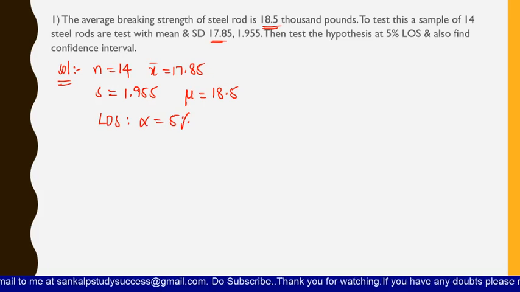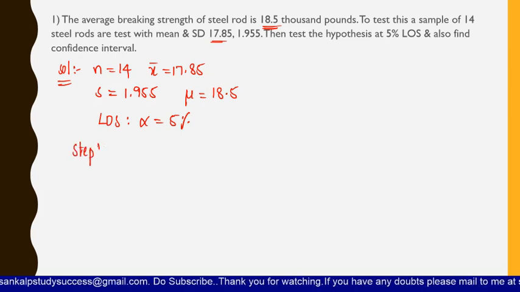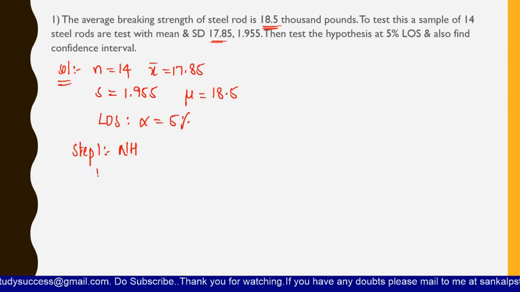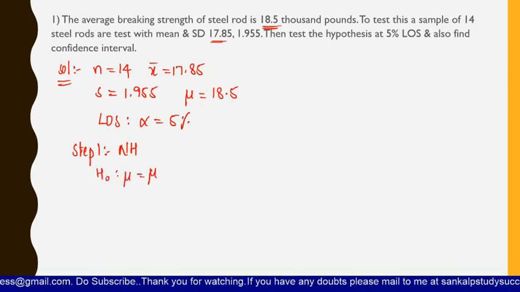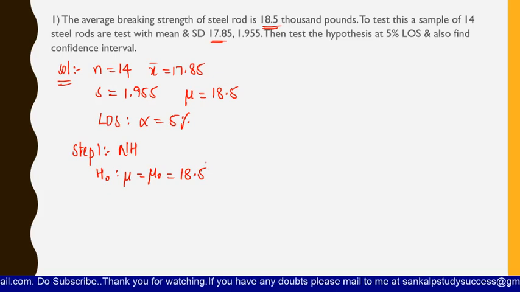So now we need to follow all the 5 steps which we have learned previously. What is step 1? Step 1 is the null hypothesis. You will denote it by H naught, which is mu equals mu naught. What is mu naught, the given value? It is 18.5. So mu is equal to 18.5.